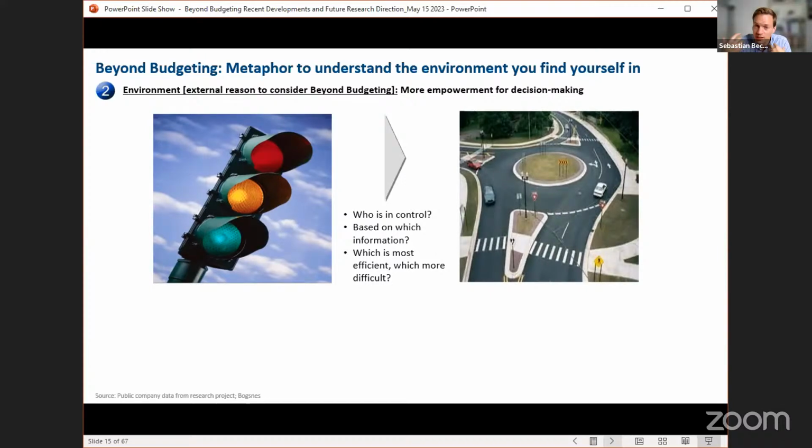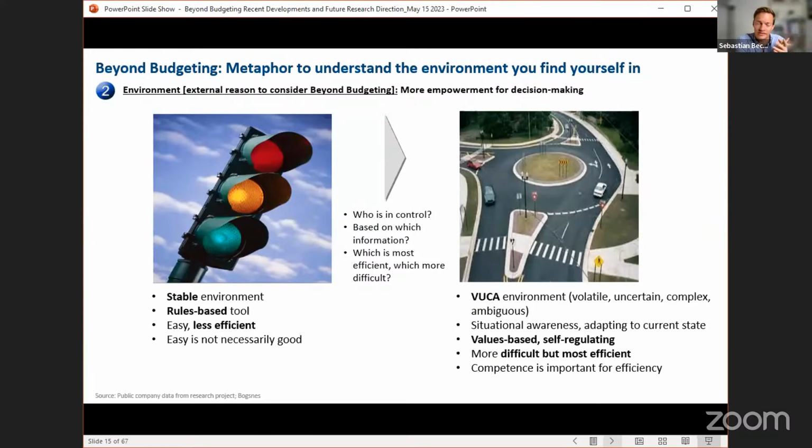And sometimes, for example, if it's late at night, you're coming back from the airport and there's no traffic, you can go very quickly through it. Otherwise, if it's rush hour in the morning, well, then you rather stop and let others pass. So two ways of managing. And we can say, well, this depends a bit on the environment you have. On the one hand, with a traffic light, you have a very stable environment. You can really foresee it easily. You can use a rules-based tool, and that's pretty easy, and maybe less efficient. So that's one way of doing things.